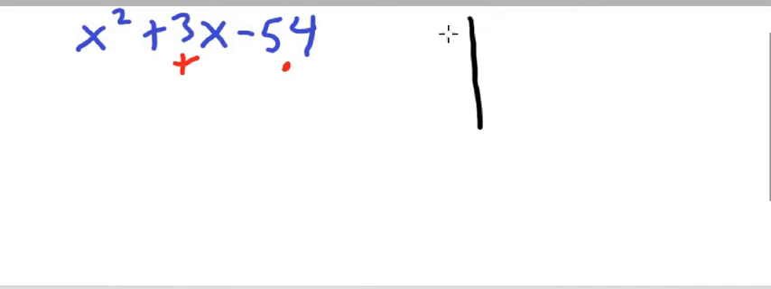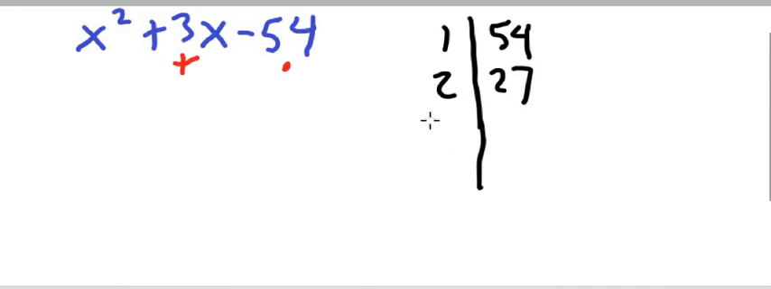So the numbers that multiply to 54 would be 1 and 54. There's no way that can add up to 3. 2 and 27. There's no way that can add up to 3. 3 and 18 work, but that doesn't add up to 3. And let's see, 4 won't go into it. If you did 54 divided by 4, you're going to get a decimal, so that's not going to work. 54 divided by 5 is going to be a decimal, so that's not going to work. So then we could do 54 divided by 6. Hey, that's 9. So we have 6 and 9.